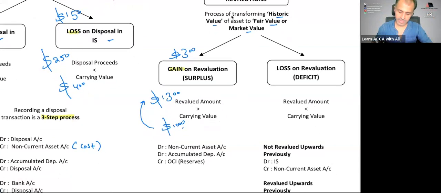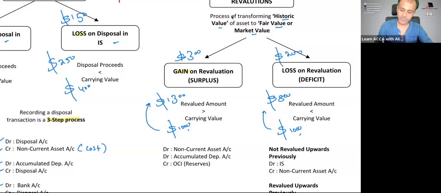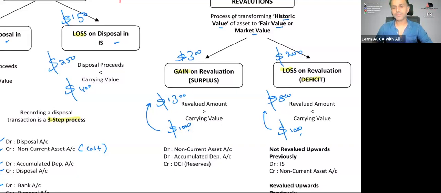Similarly, if the same asset in the books is being carried at 1,000, but the market value of that is about 800, then to keep this market value in my books, we'll have to bring it down to achieve this 800. That write down effect, the bringing down effect, is called loss on valuation or deficit.